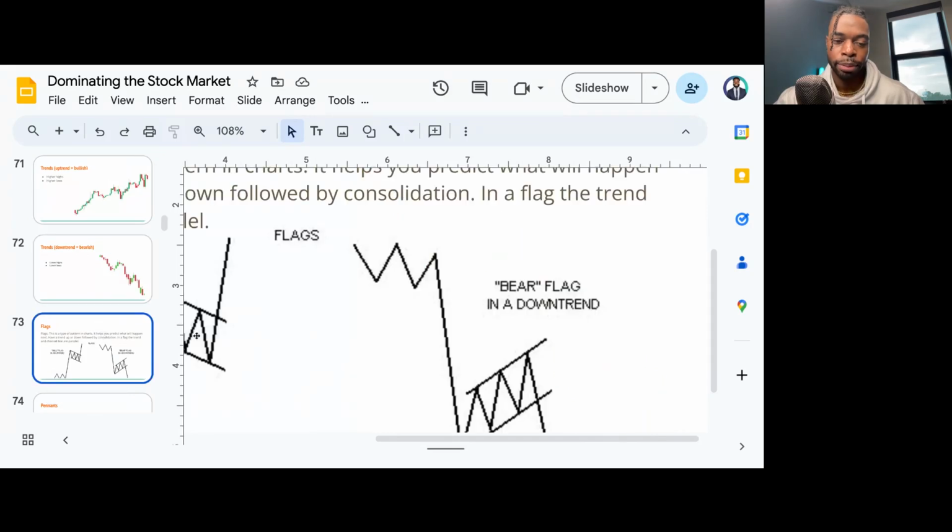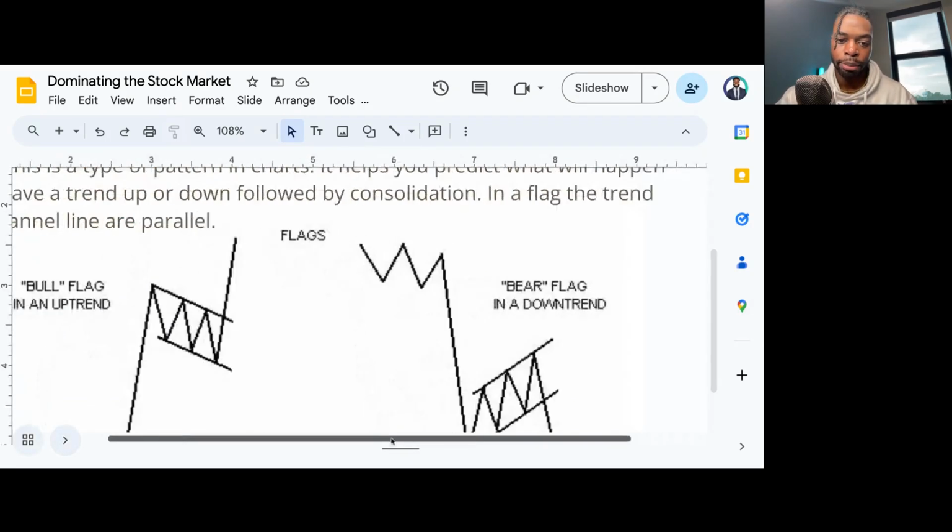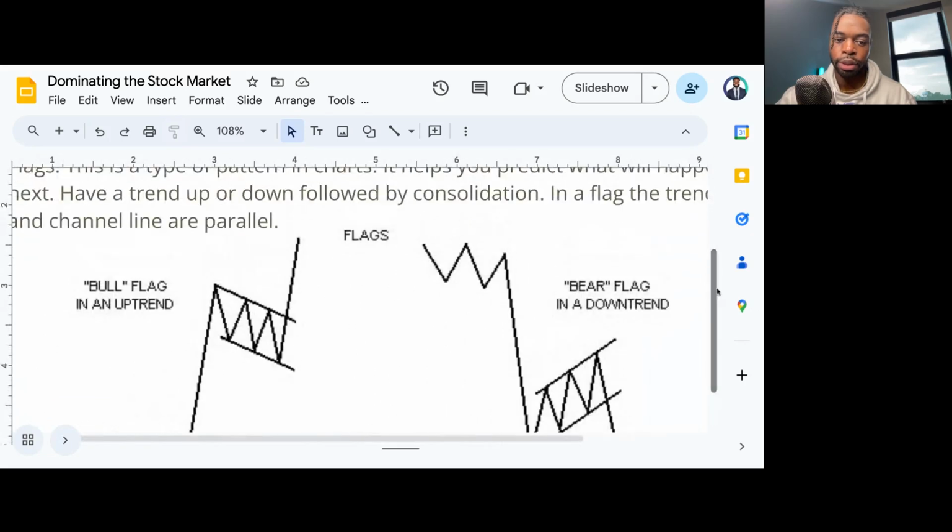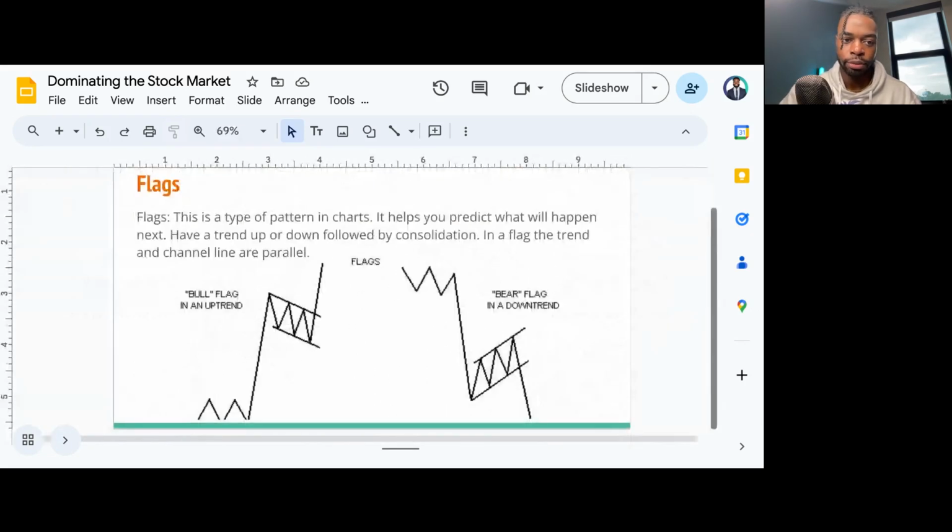Now the most basic of patterns would be known as the flag pattern. You can have bull flags or bear flags. This is a type of chart pattern that helps you predict what will happen next. Usually you get a huge move to the upside, a huge uptrend, and then you get sideways to down movement, and then a breakout back in the direction of the trend. And bear flags are the same thing.